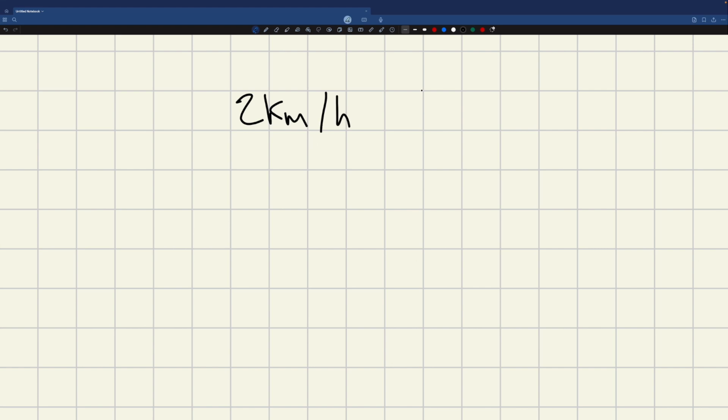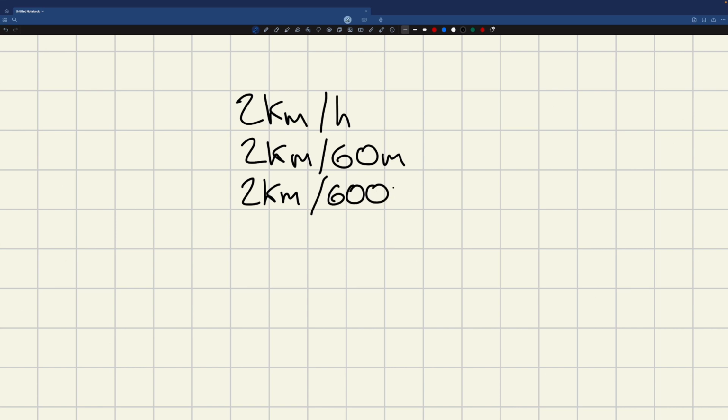Now, how many minutes are in an hour? Well, of course, 60. So therefore, my car must be traveling at 2 kilometers per 60 minutes. Right, we're off to a good start. How many seconds are in a minute? Well, 60 seconds. What's 60 times 60? 3,600. So therefore, my car must be traveling at 2 kilometers per 3,600 seconds.